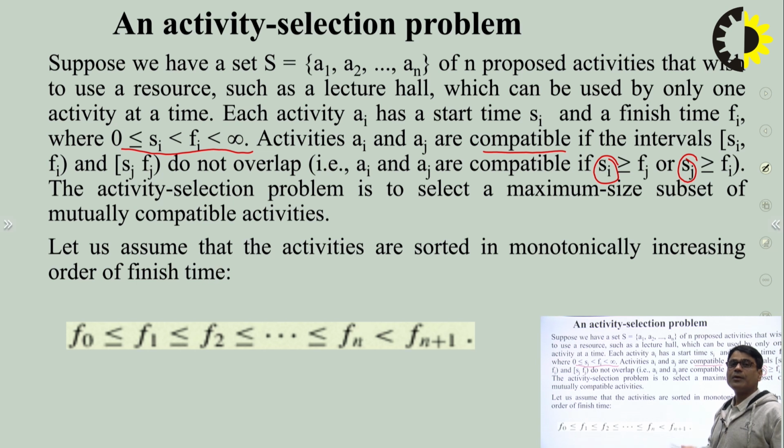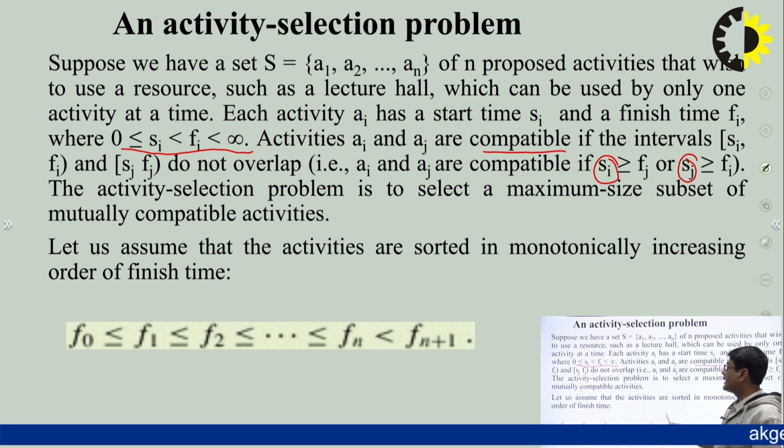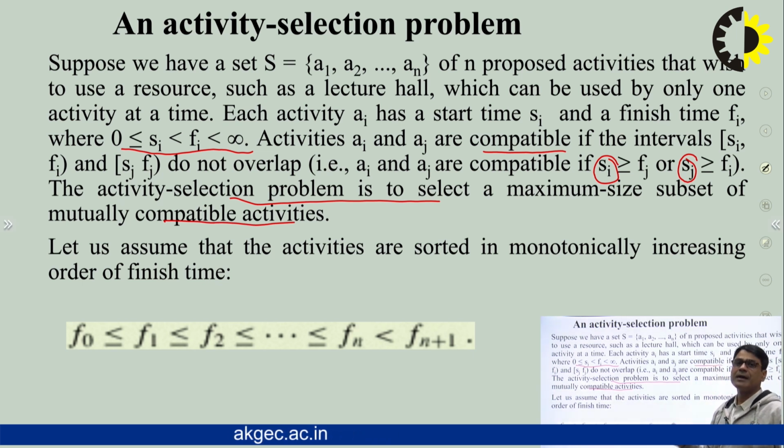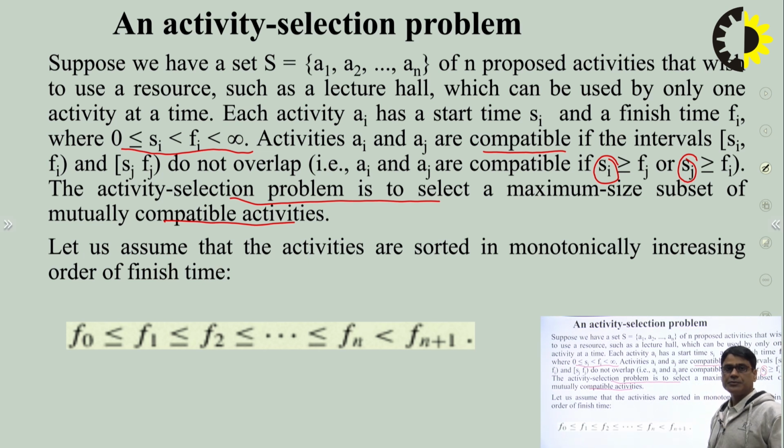That would be required, because when we are going to perform that activity, you would ensure that there is no activity conducted at that time in that lecture hall. So it is very important. The objective of the activity selection problem is to select a maximum size subset of mutually compatible activities. Means we have to maximally utilize that particular lecture hall, and the maximum number of activities for a given time slot will be conducted in that particular resource. So that is the objective.